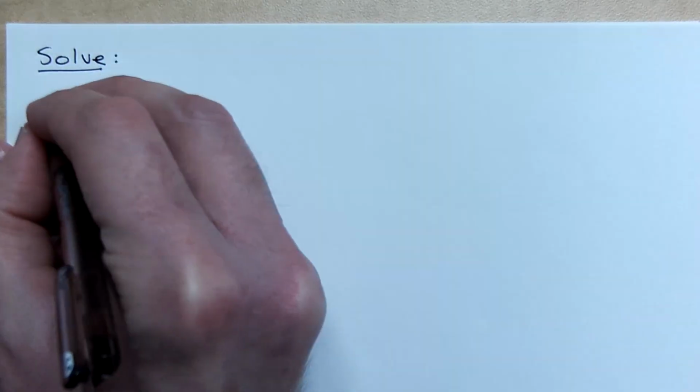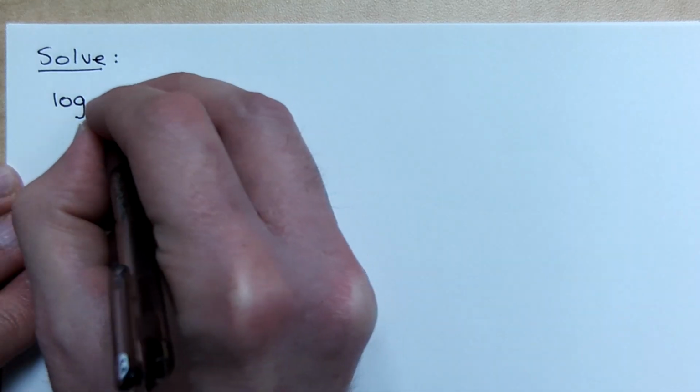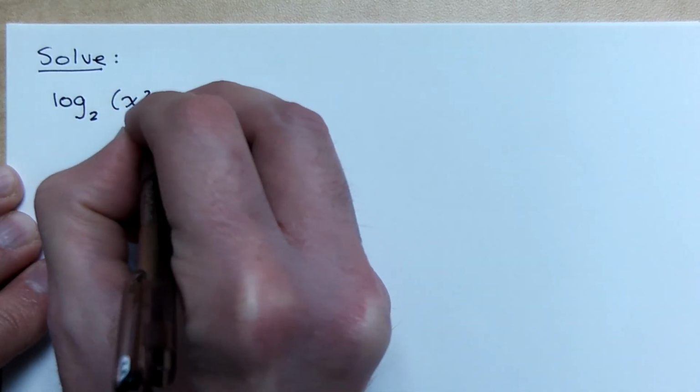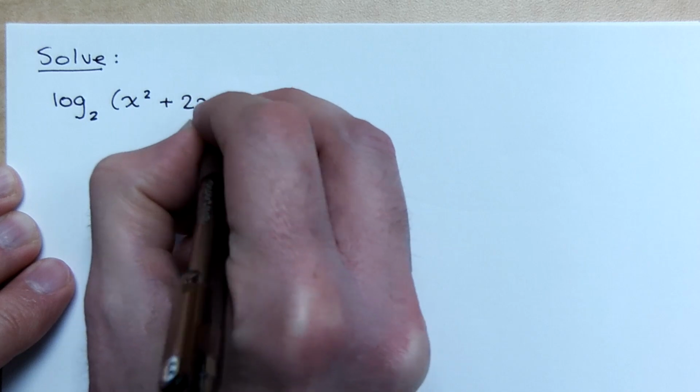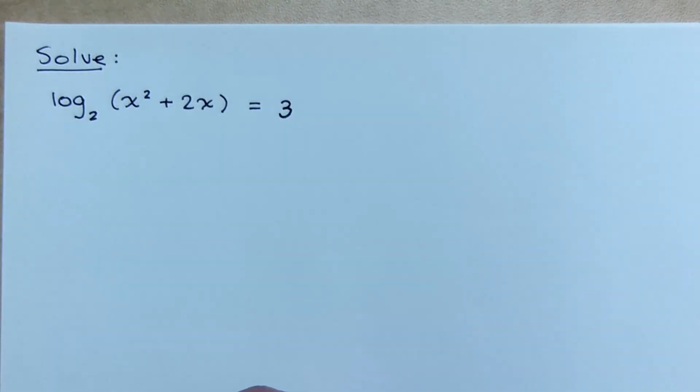Let's look at solving something just a little bit more complicated. Still a logarithm though. So if I ask you to solve log base 2 of x squared plus 2x equals 3. The first thing we need to recognize is that we have x's inside the logarithm, so we've got to break them out. We have to break them out through legitimate means. So how do I do this?